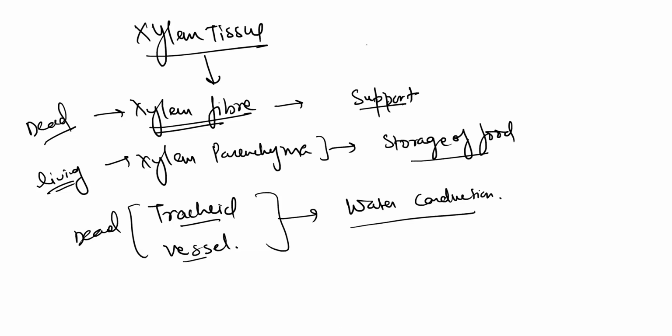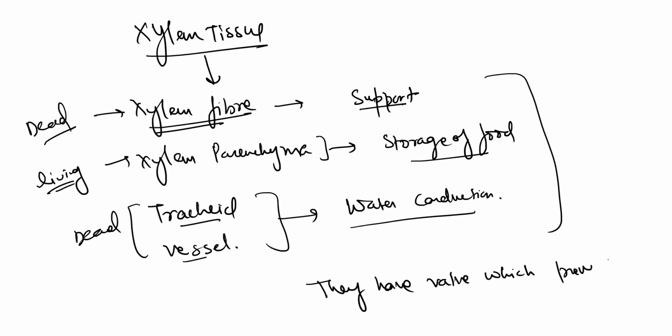Next one is phloem. And you know that xylem tissue is water conducting tissue, and it has valves. So if it is asked which type of complex tissue has valves, we can say that tracheids and vessels have valves which prevent backflow of water.